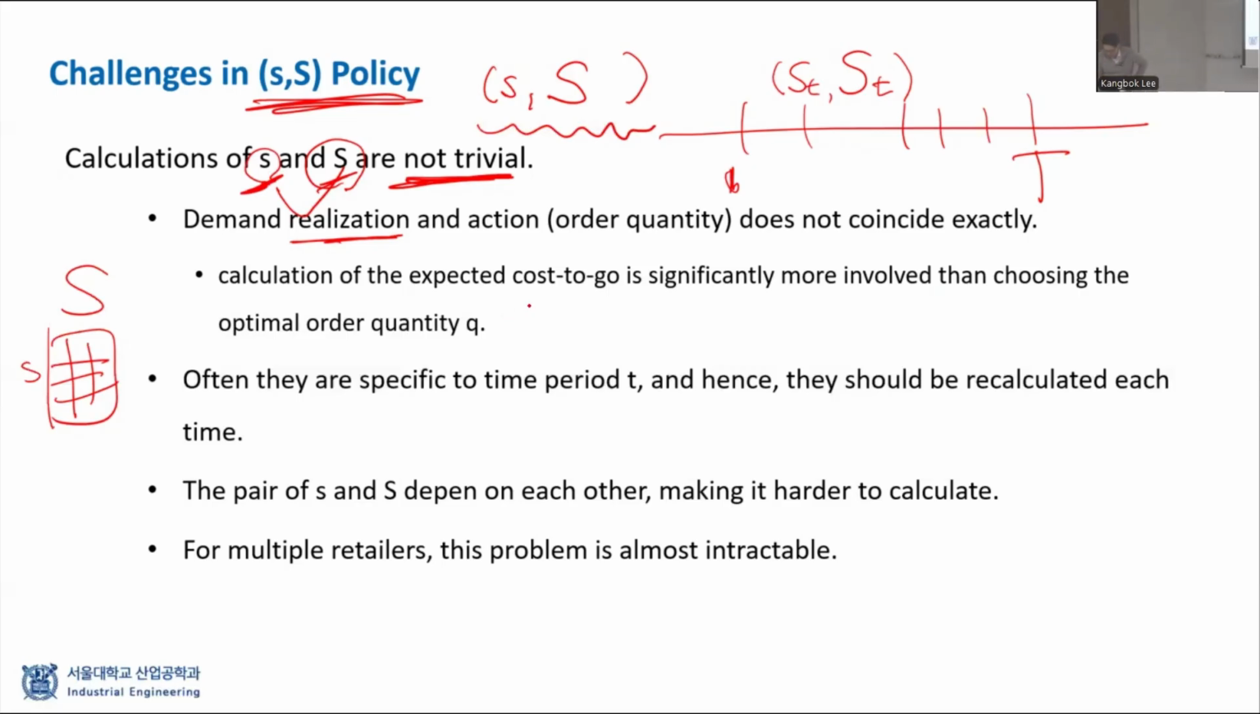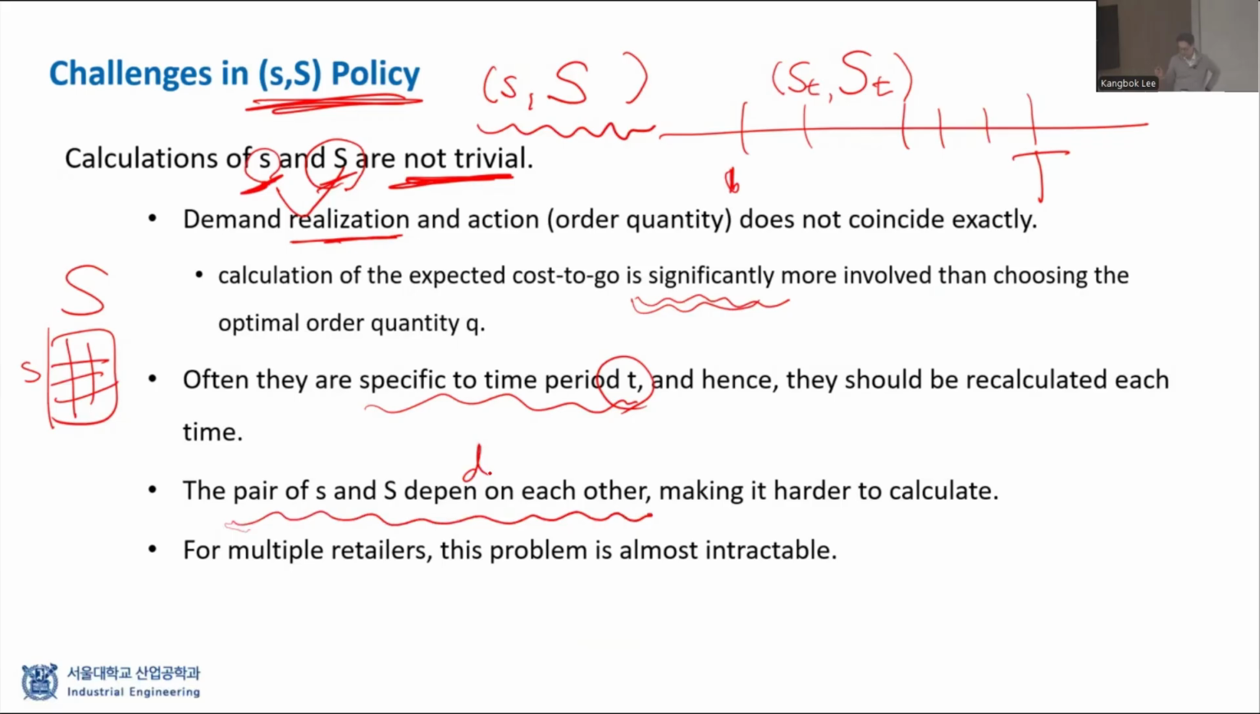So calculation of the expected cost goal is significantly more involved, and often they are specific to time period t. So you have to calculate them in each period. And little s and big S depend on each other. In other words, you have to think of those pairs at one time, each time, because you cannot calculate one alone by separating this problem into two. So your s and S should be combined with each other in order to obtain the best performance. So that makes it harder to calculate for multiple retailers.